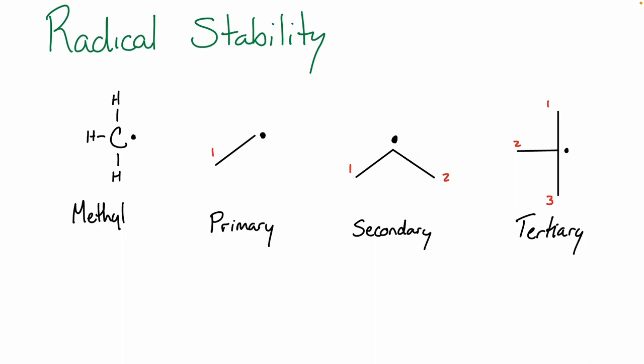And when we were talking about carbocations, what was the most stable? Primary, secondary, or tertiary? Tertiary, exact same trend for radical stability as well. Methyl radicals are the least stable, followed by primary, followed by secondary, and then finally the most stable are the tertiary radicals.